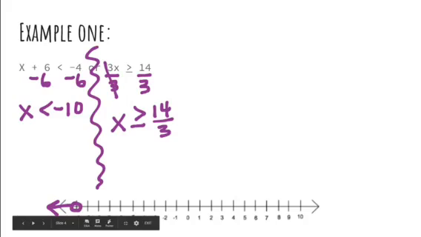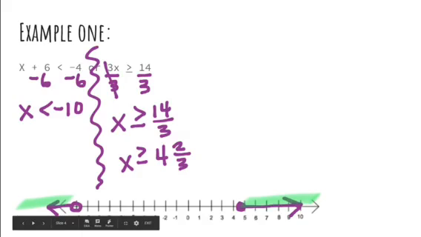I know 3 times 4 gives me 12 with 2 left over to get me 14. So I know x is greater than or equal to 4 and 2/3. I don't have to be exact, but I'm going to put a line there. Greater than or equal to tells me it's over there. So any number that is over here or any number that's over here is a solution to my compound inequality because it only has to fit one of the solutions, only has to fit one of the inequalities.